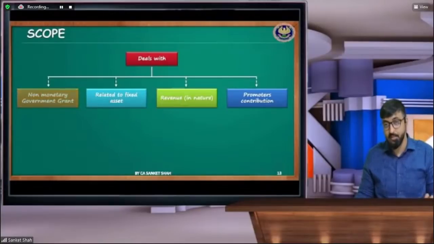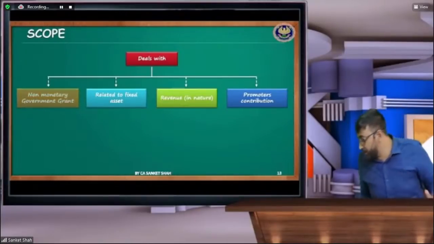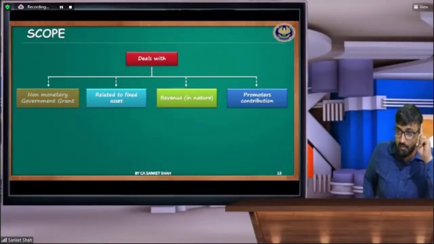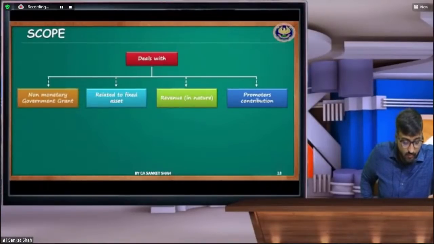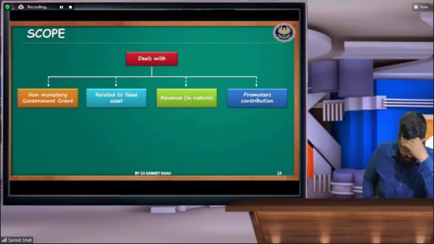Non-monetary government grants. What do you think? Now please have a question answer session. What do you think? Yes, every one of you, please think. Non-monetary government grant. So you have to answer me, yes, in the question answer session. What do you think? What is non-monetary? Okay Preeti. Capital approach and income approach. Non-monetary government grant.